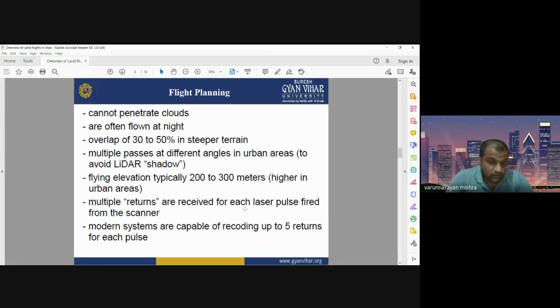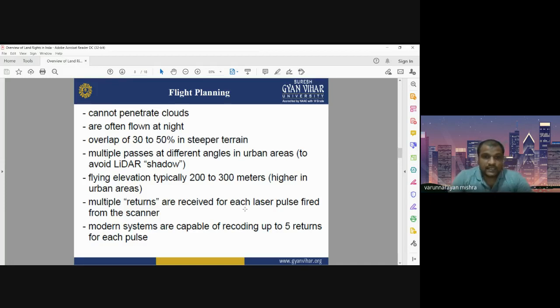Most of the modern lidar systems are capable of recording up to 5 returns for each pulse. A pulse can have multiple returns, but modern systems can record up to 5 returns of each pulse. That means for every pulse, it may receive the energy 5 times after interaction with the object.